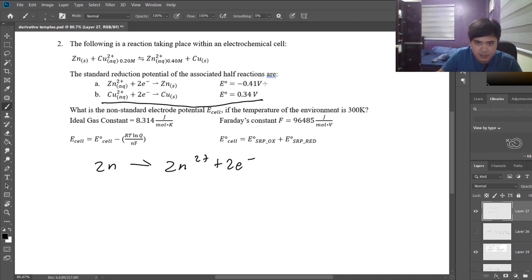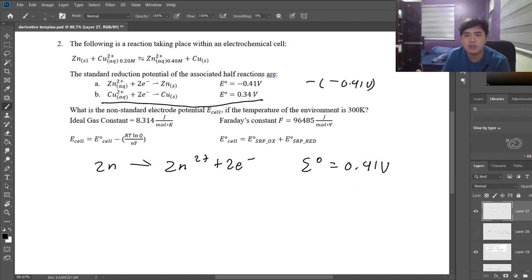Now, since we flipped the switch, we have to make this negative. So negative of negative 0.41 volts is just positive. So the standard E is 0.41 volts. This is the standard electrode potential of that reaction. We don't have to change anything after this. So copper is already okay here. Copper solid, yeah, and the E is 0.34 volts.